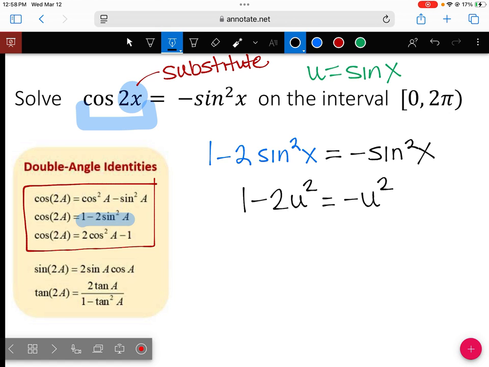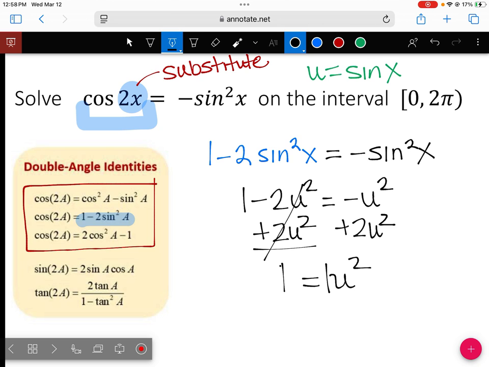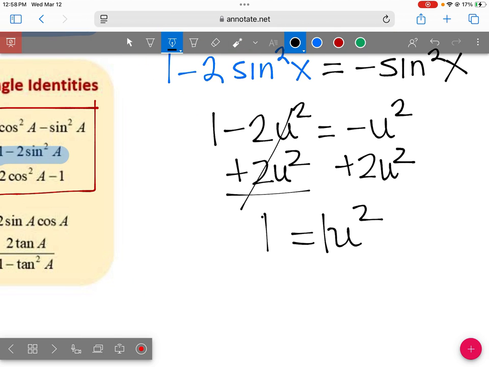Okay, so how are we going to solve this for u? What's our first step? Okay, let's go ahead and add 2u squared to both sides. So we'll have 1 equals 1u squared, or u squared. And then we're going to do what?